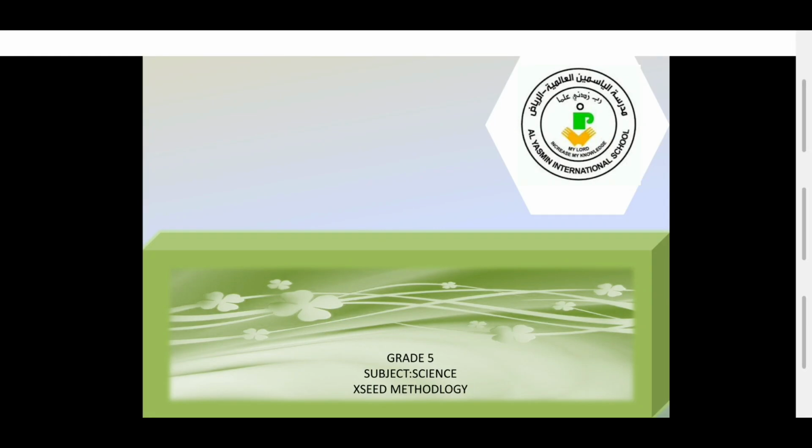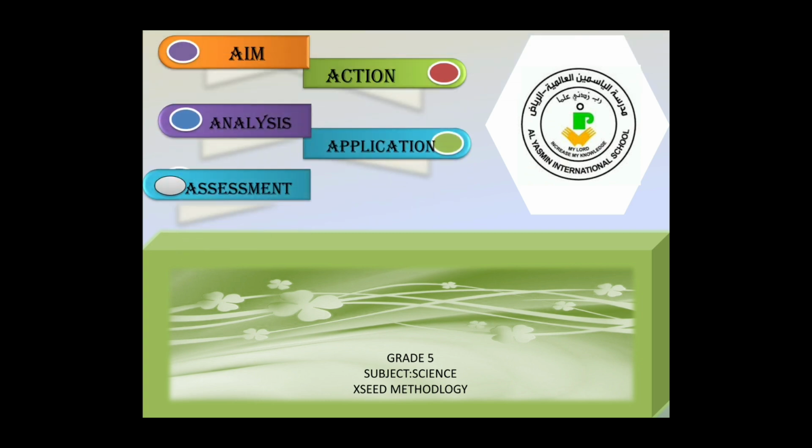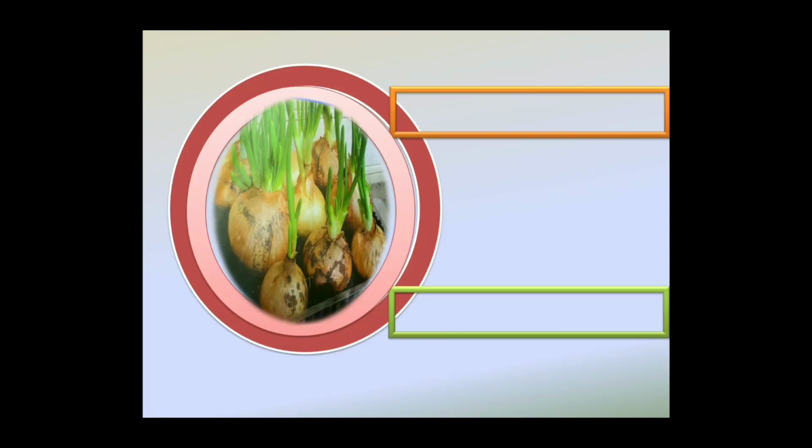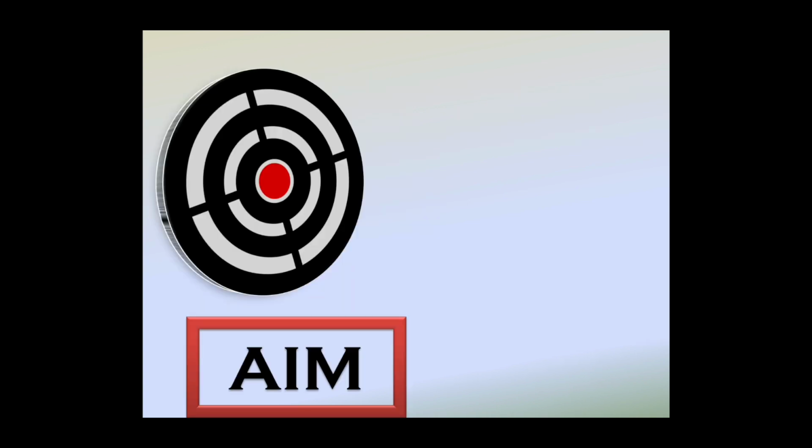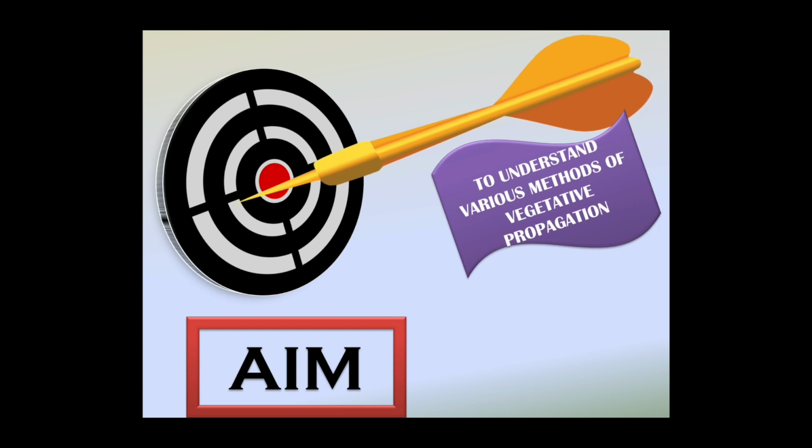Good morning, children. So far we have learned about the plants growing without seeds. Today we will continue with the same topic, but we are going to learn about vegetative propagation in roots and leaves. The main topic is growing new plants and the subtopic of it is vegetative propagation. The aim of our class is to understand the various methods of vegetative propagation.